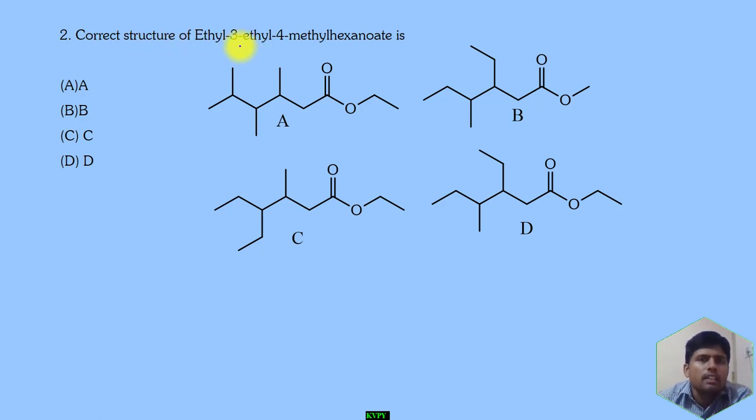Correct structure of ethyl 3-ethyl 4-methyl hexanoate. So first let us look at the word root, hex, and functional group, ester. So here all are esters only. So in naming esters, the first group which we write is going to address the alkyl group attached to the oxygen. So this molecule is ruled out because it is methyl here. So all others are still to be analyzed because all are ethyl.